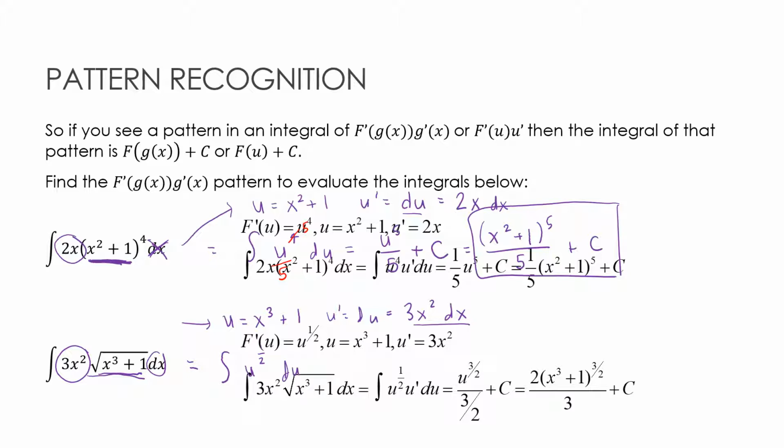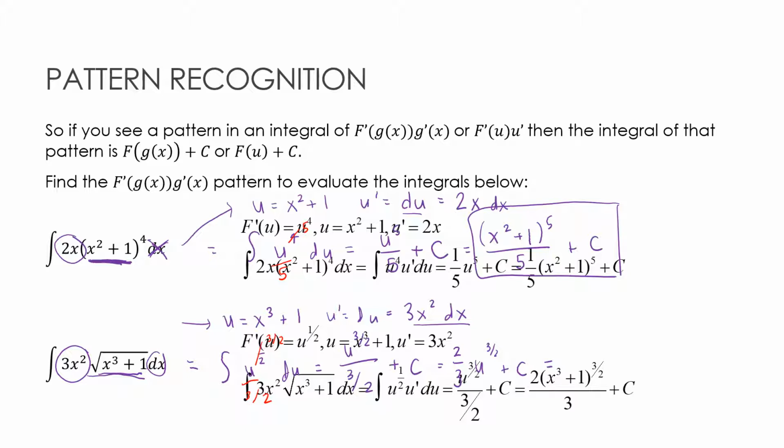So I'm integrating u to the 1/2 du. That means now I'm taking u to the 3/2 divided by 3/2. So that's exactly what I have here: u to the 3/2 divided by 3/2 plus c. Obviously that's a hot mess, so I'm going to turn this into 2/3 u to the 3/2 plus c.